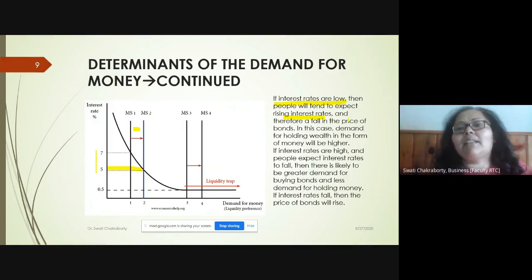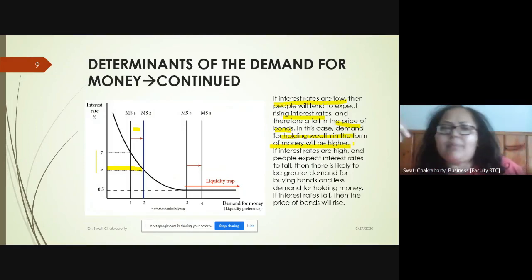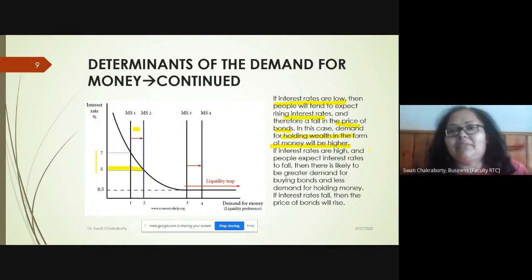That means at that time the price of bonds will decrease, because the price of bonds and interest rates are inversely related. So in this case, the demand for holding wealth in the form of money will be higher, because the interest rate is falling. It's better to hold money now, because bond prices have gone up as the interest rate has fallen. At some point the interest rate will go up, so the price of bonds will go down. Then it's best to buy bonds.